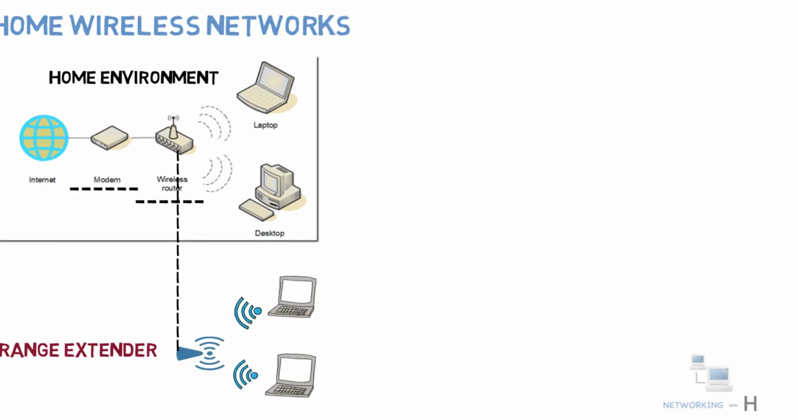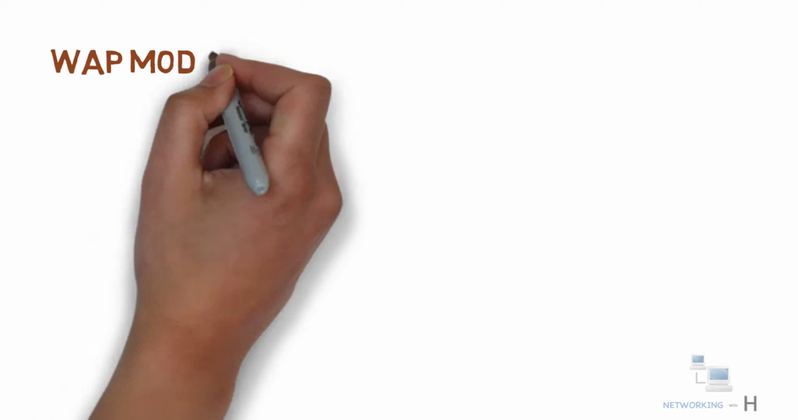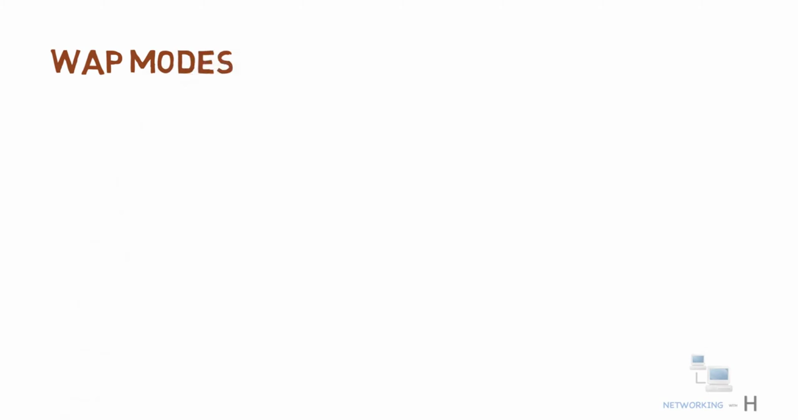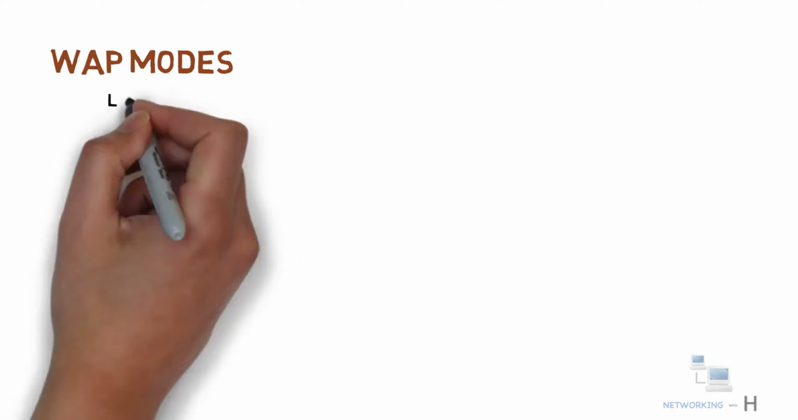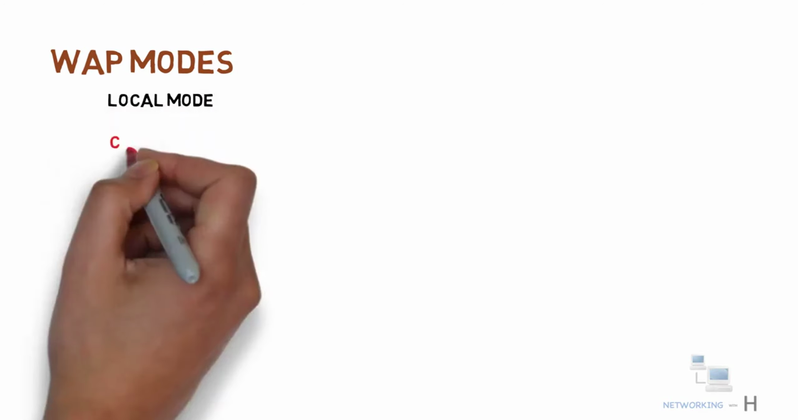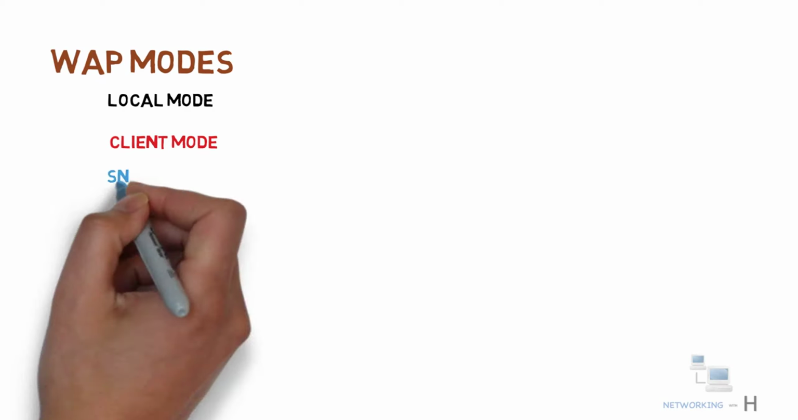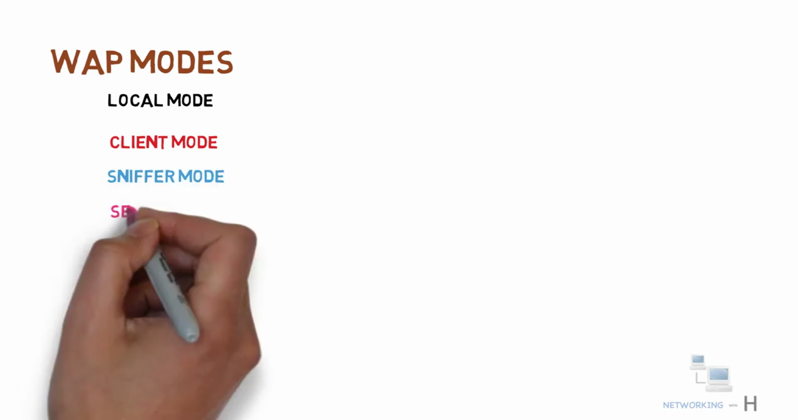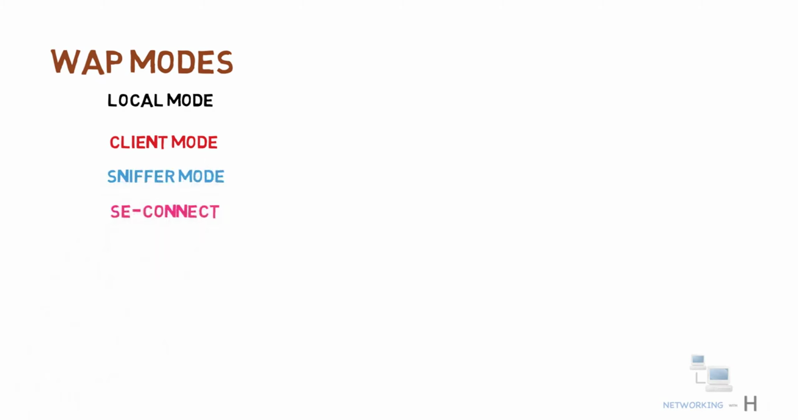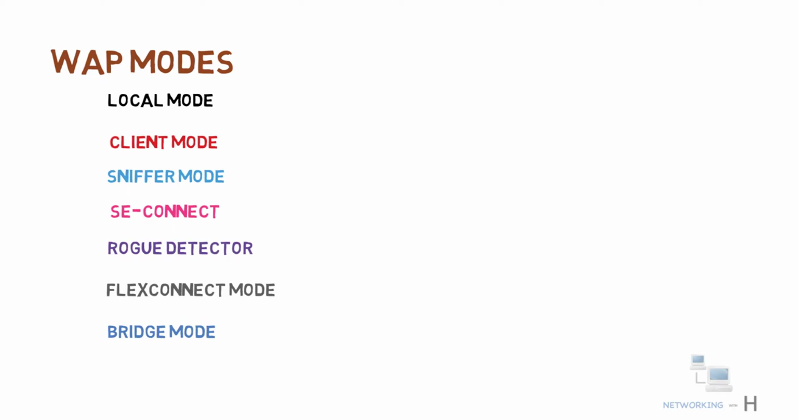Next, we have wireless access point modes. The access point can operate in different modes. The wireless network access modes are as follows: local mode, client mode, sniffer mode, SE Connect mode, rogue detector mode, FlexConnect mode, bridge mode, and monitor mode.